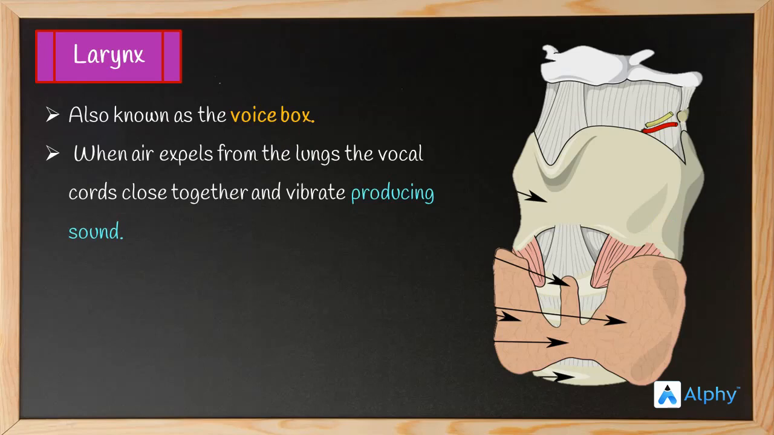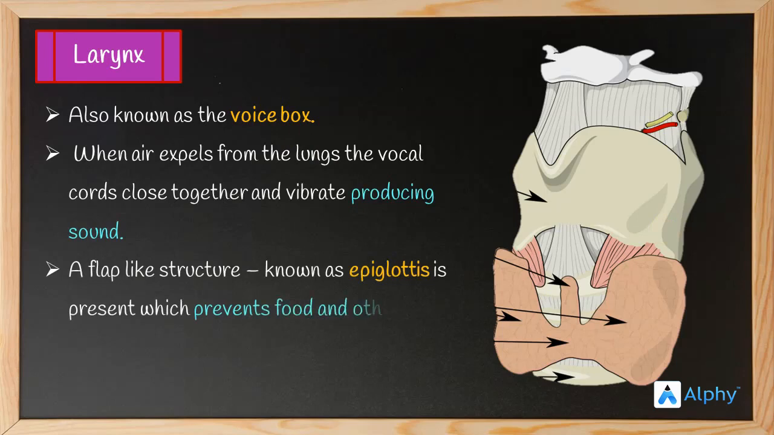Next, we have a flap-like structure known as the epiglottis, which prevents food and other particles from entering the respiratory tract. This epiglottis is a flap-like structure present on the upper surface of the larynx, in the upper region. It prevents food particles and other impurities from entering the lower respiratory system.